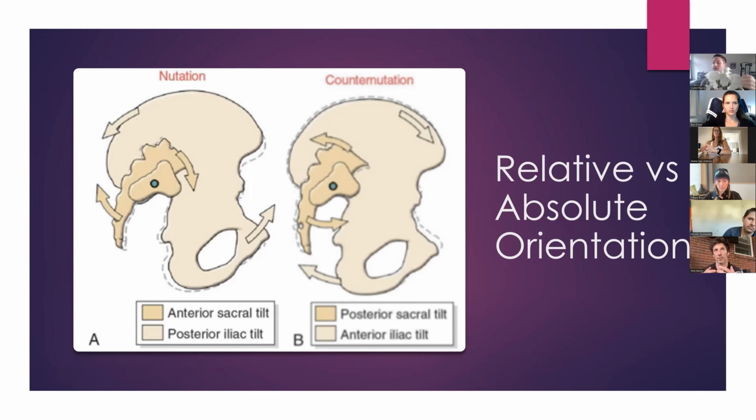Inversely, you have extension of the sacrum, or you can think of it as counter nutation. And when that happens, these bones move into external rotation, abduction, and flexion. That is relative movement. One more time.